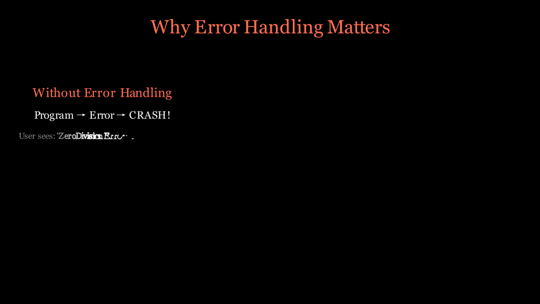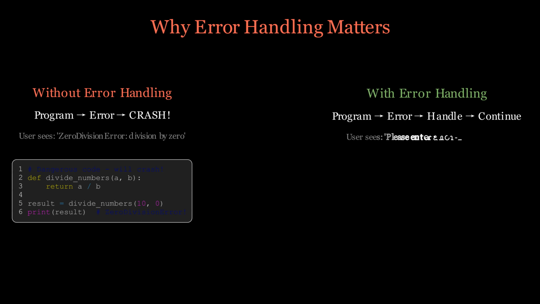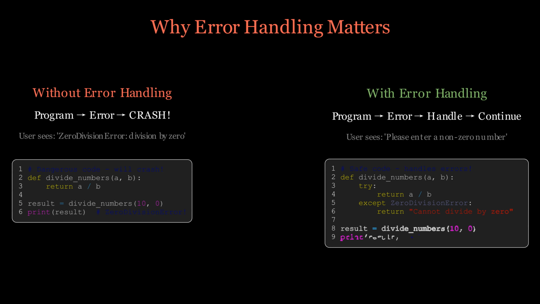Here's the difference. The first example crashes when given 0 as the divisor. Users see a technical error message they don't understand. The second example catches the error and provides a user-friendly message. The program continues running normally, maintaining a professional user experience.